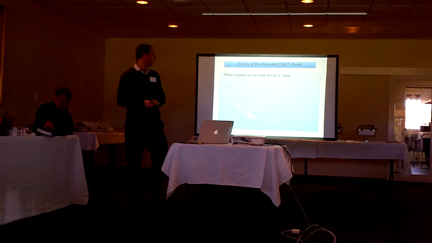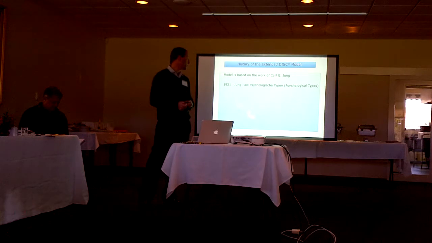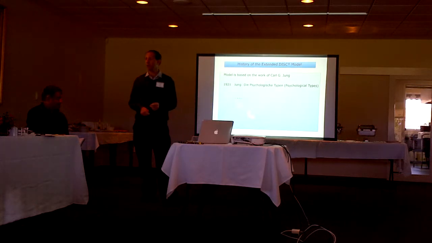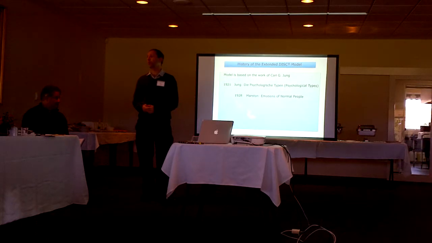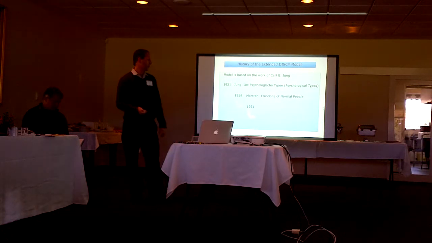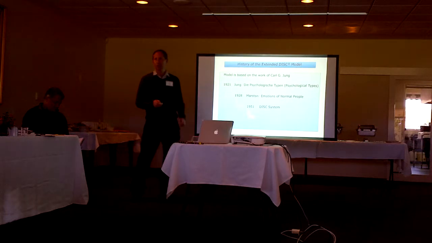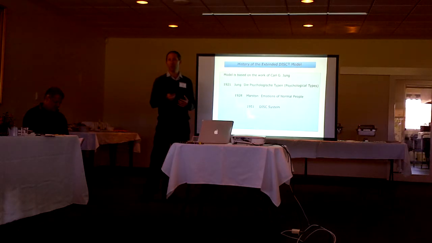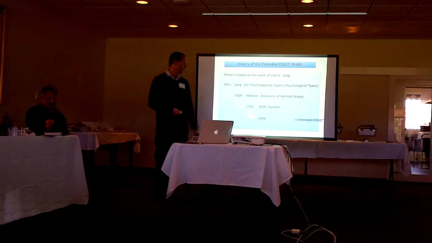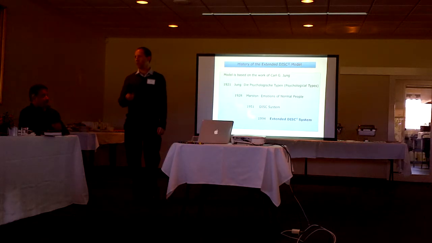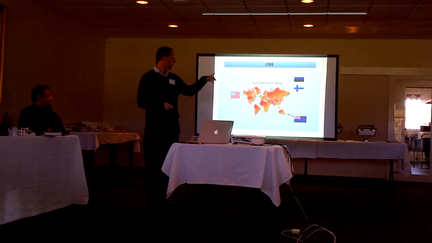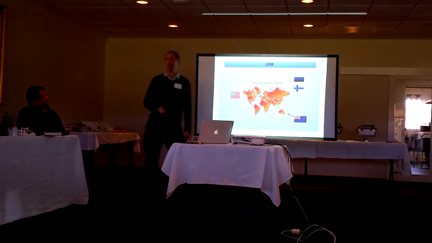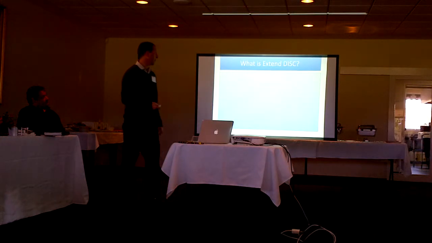So just a little bit of history about where it comes from. It's based on Carl Jung's work. He wrote a book in 21, which was the psychological types. From there, Marston wrote a book about emotions of normal people. And from there, the DISC was derived, which has up to 16 combinations of personality types. In 94, the extended DISC came into life, and that's got 160 combinations. It came from Finland originally, then in 98 came to Australia. So that's just a little bit of background about DISC.